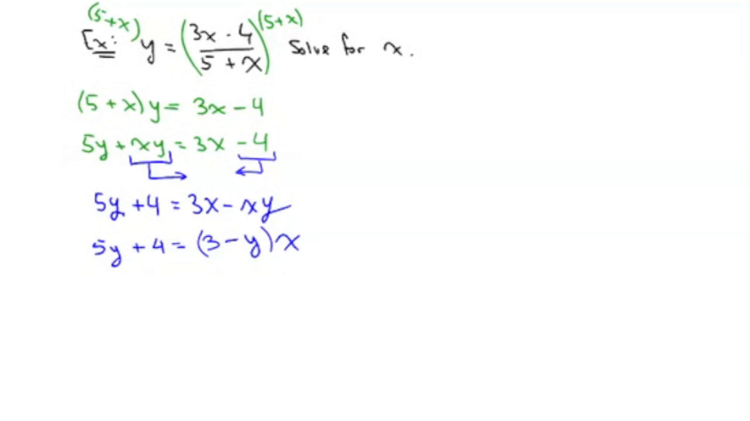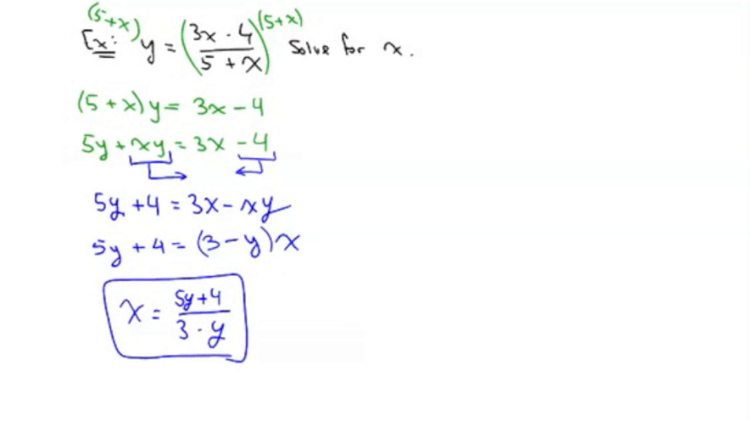So how do I get x by itself now? Divide both sides by 3 minus y. So you get 5y plus 4 over 3 minus y. And not one time did I get away from the steps of solving a linear equation. They're all there, and they help you do every single one of these. So if you get lost, you go back to the steps and you do it one step at a time. No shortcuts.